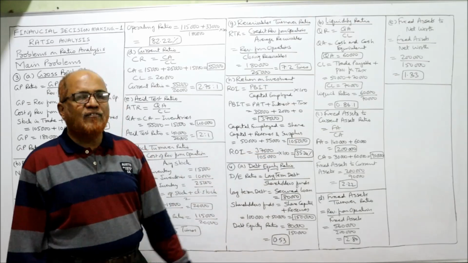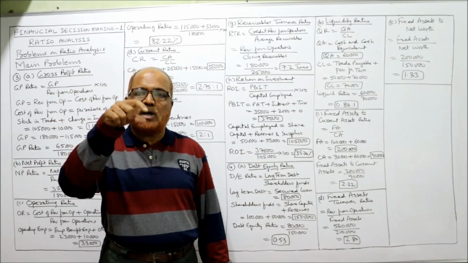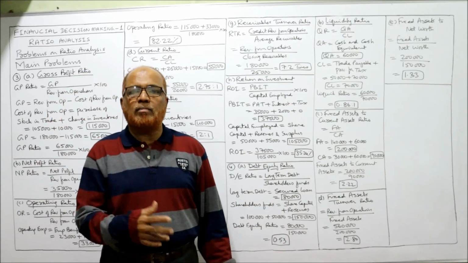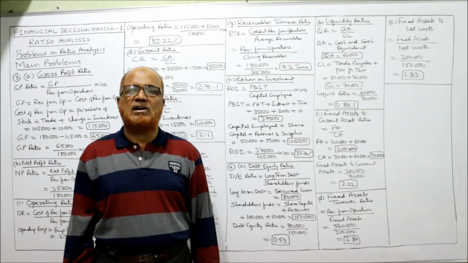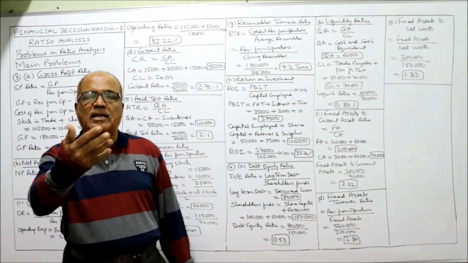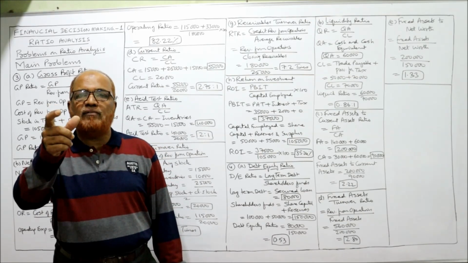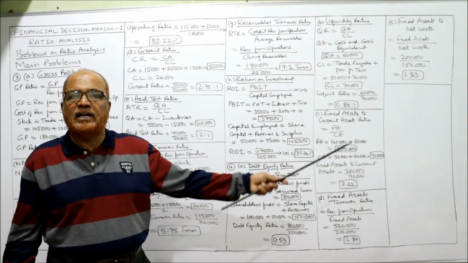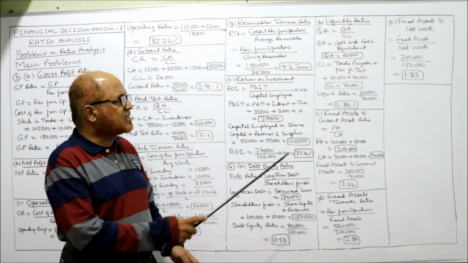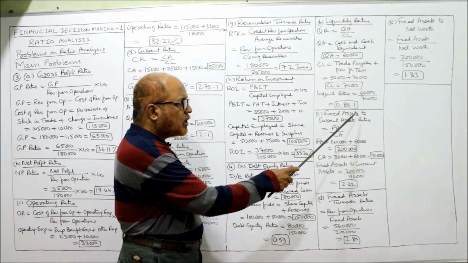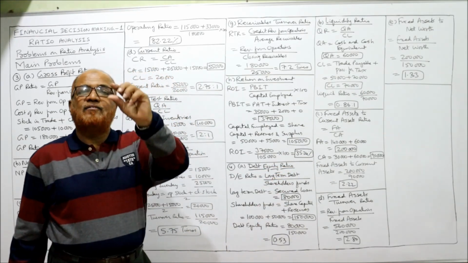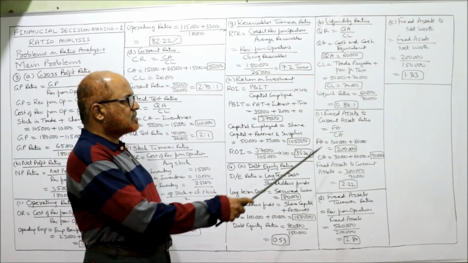The third ratio is fixed assets to current assets. This formula is not in the list which I have given and explained. These are the peculiar ratios. The formula we can derive by seeing the wordings. See, the wordings are fixed assets to current assets. So it's clear: fixed assets divided by current assets.